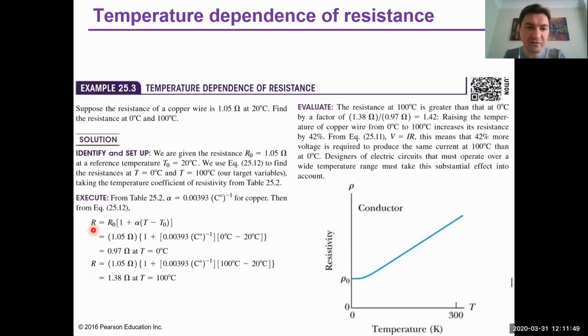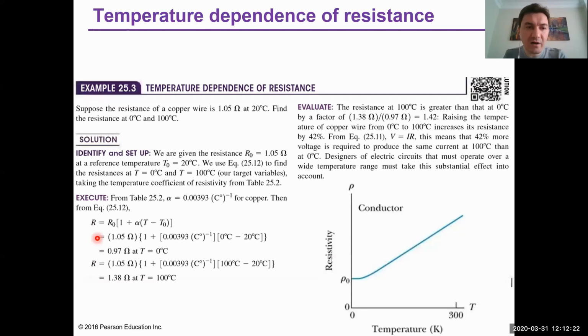So we have that relation. This is the target resistance at the target temperature. This is the temperature coefficient of resistivity. This is the initial resistance of the material. This is the initial temperature of the material. Okay, so our reference resistance and reference temperature we can see like this.